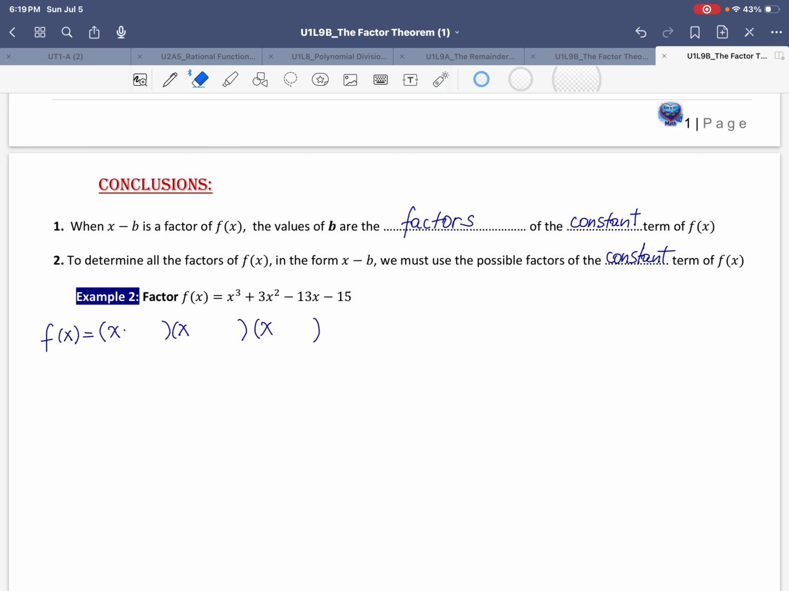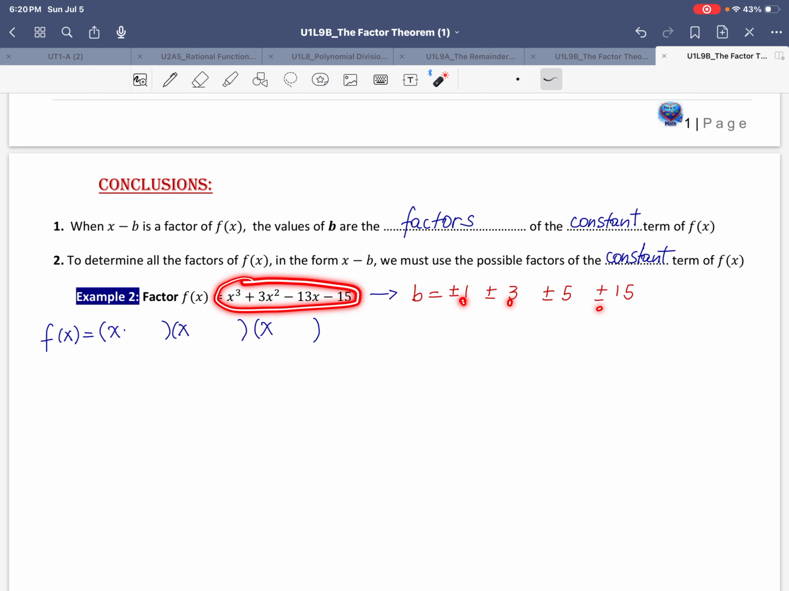So since the constant term is -15, the possible values of b, remember we treat these factors in the form x minus b, and that's why we use the letter b in this case, would be the factors of 15: plus or minus 1, plus or minus 3, plus or minus 5, and plus or minus 15.